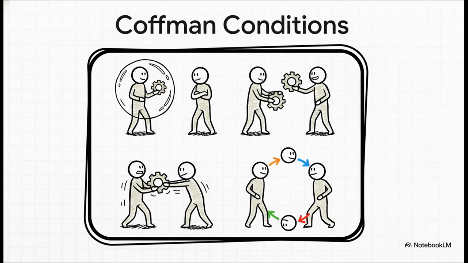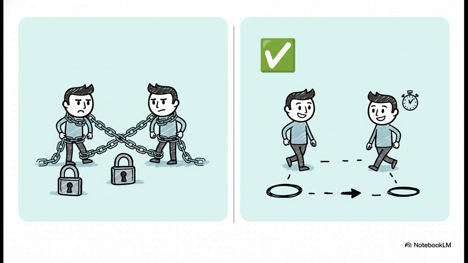Now, here's what's so interesting about this. A deadlock can only happen if all four of these conditions, what we call the Coffman conditions, are met at the exact same moment. And you know what? That's the secret to defeating it. You don't have to solve all four of these problems. If you can just break one of these conditions in your code, you stop the deadlock from ever happening in the first place.